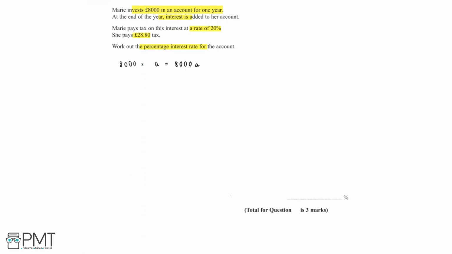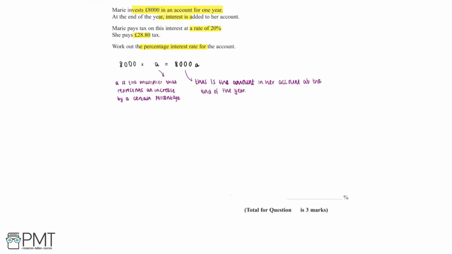And so we have the original amount of 8,000 multiplied by A, which will give us an answer of 8,000A. We said that A is the multiplier that represents an increase by a certain percentage, and this is the percentage that we need to find out. And 8,000A would be the amount in her account at the end of the year. We're told that Marie pays tax on this interest, and so we need to work out the interest added to her account. And so the amount of interest will be the total amount in her account at the end of the year, take away the original amount. And so we can say that the amount of interest is equal to 8,000A take away 8,000.